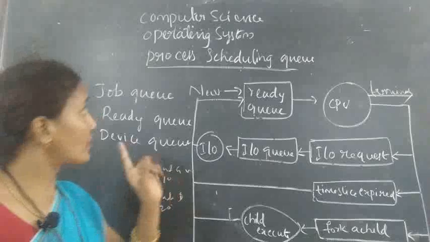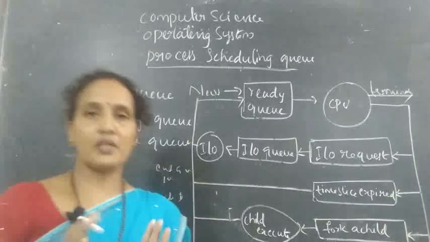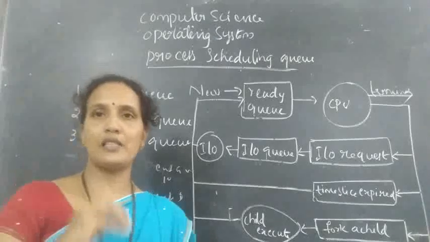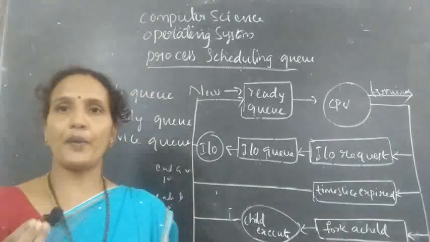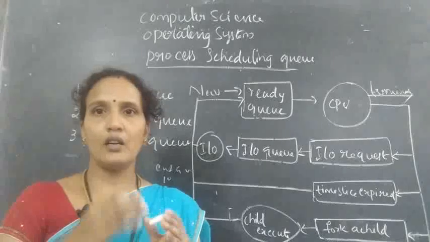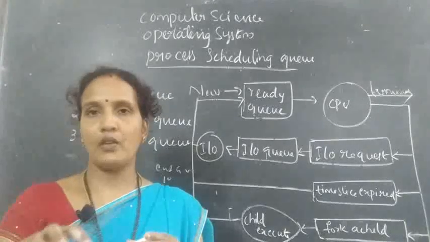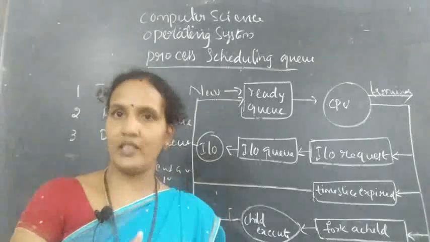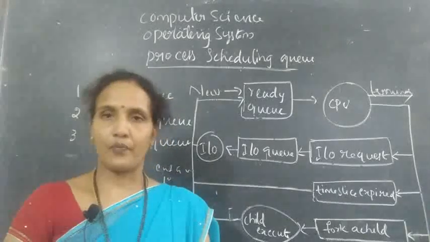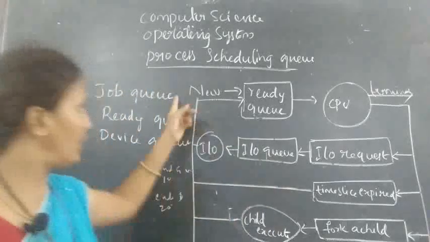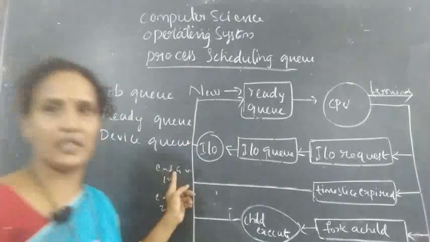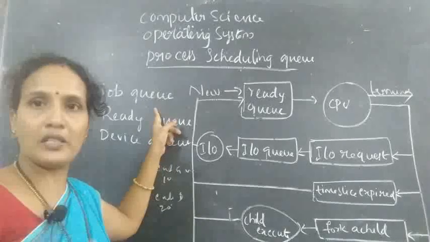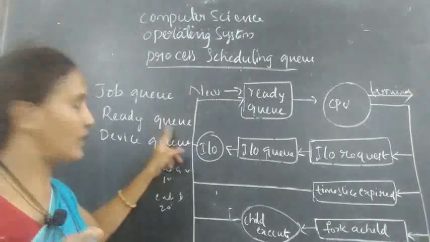Here, the process scheduling queue. Whenever any process enters into memory, the operating system will maintain a queue. It will maintain queues for different process states and PCB. Understood? Here these are the different process states. Whenever a program is created, that is a job queue. And whenever any process is ready for the execution, that is a ready queue.